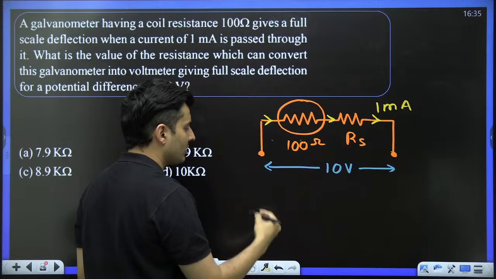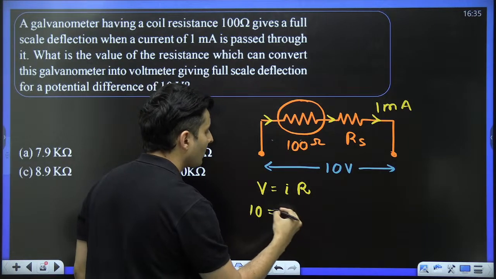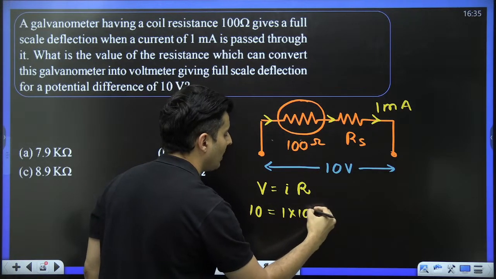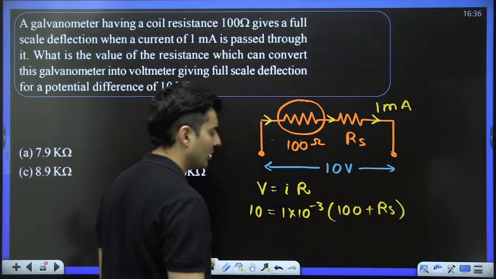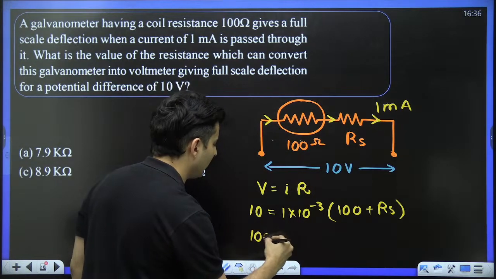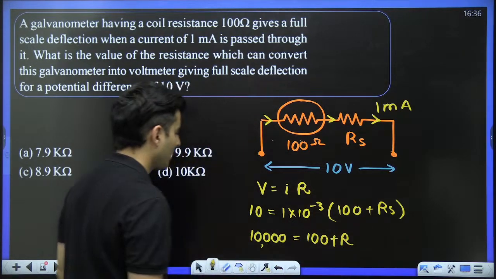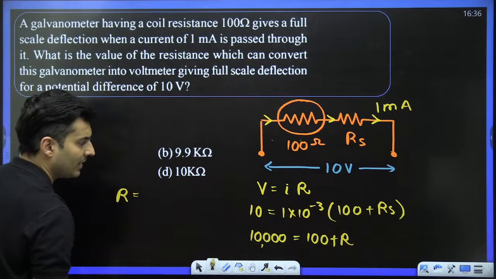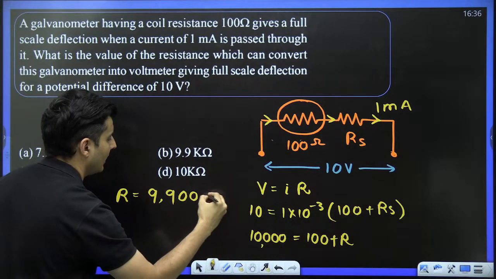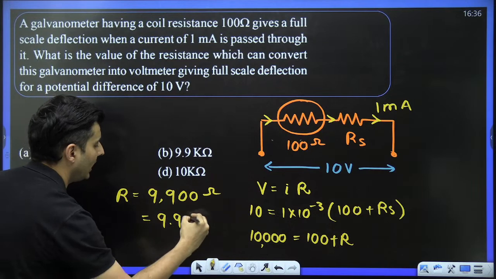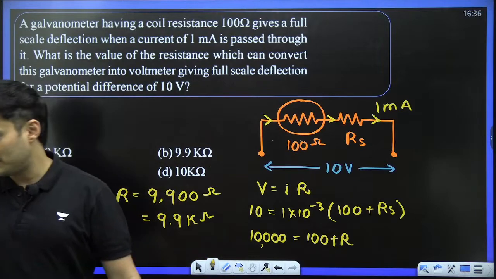Voltage is current into resistance. The voltage is basically 10. Current is 1 milliampere, that means 1 into 10 to the power minus 3. Resistance is 100 plus Rs, that's the total resistance. So this will become 10,000 is equal to 100 plus R. Therefore, the resistance will be 10,000 minus 100, which will be 9,900 ohms. So basically it is 9.9 kilo ohms. So 9.9 kilo ohms is option B. Option B is the correct answer for this.